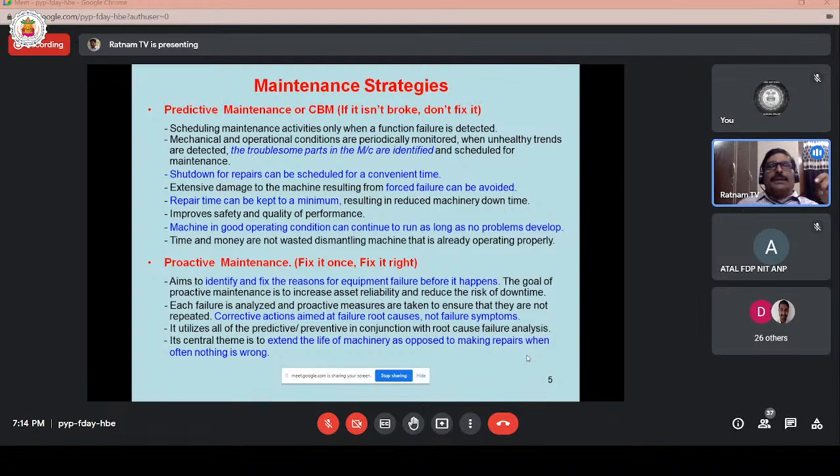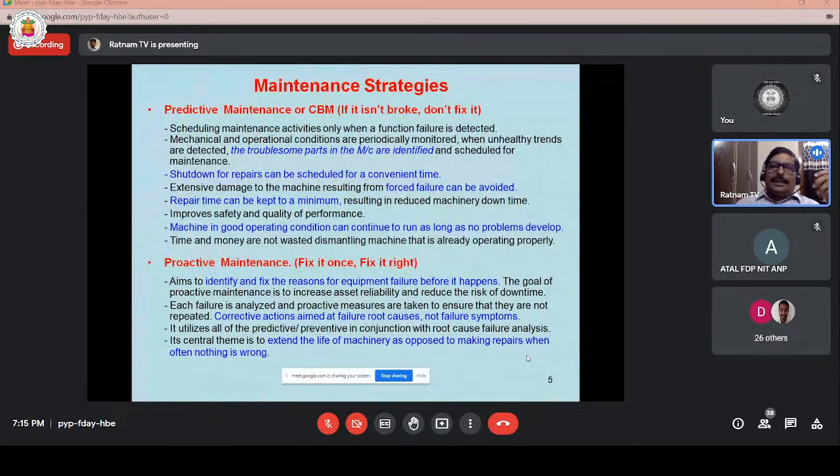So another recent maintenance strategy is followed: proactive maintenance. Fix it once, fix it at the right time. In this case, proactive maintenance aims to identify and fix the reason for equipment failure before it happens. If a bearing or a gear is failing, or alignment or imbalance is occurring due to some other reason, maybe foundation bolts are loose or the machine is not properly fixed to the foundation, there will be alignment issues.